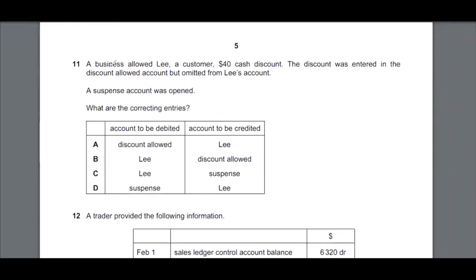Multiple choice 11: a business allowed Lee, a customer, a $40 cash discount. The discount was entered in the discount allowed account, but omitted from Lee's account. A suspense account was opened. What are the correcting entries, right?